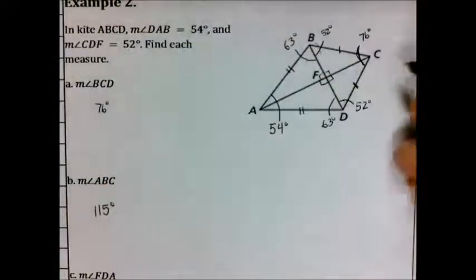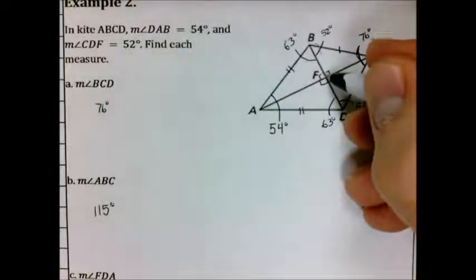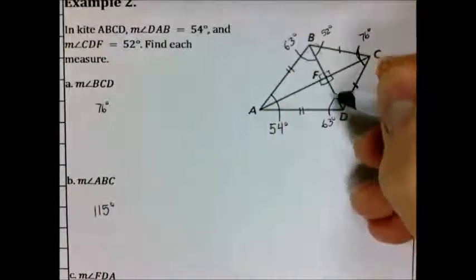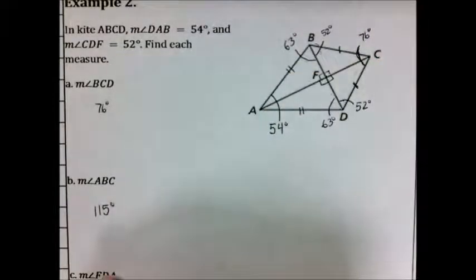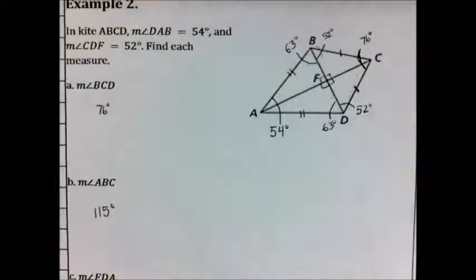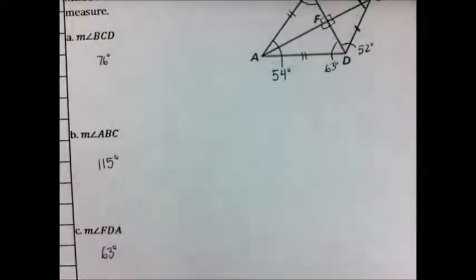And measure of angle FDA, we already found was 63 degrees. Oh, cut it off. 63 degrees. And that's all you have to do, really. Just know the properties and know how you can use them. Sometimes we have to know properties about other types of things, like isosceles triangles, but not that hard to figure out. Okay, enjoy.